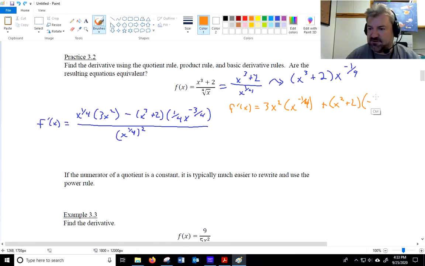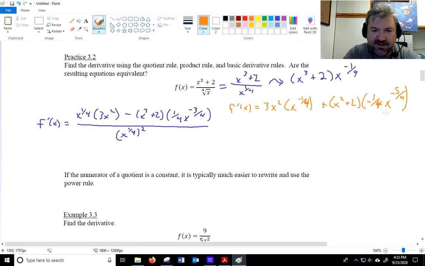Not negative 4, negative 1/4. x to the negative, what is that? Negative 5/4? When you subtract 1 from a fraction, you just take the denominator away from the numerator. So negative 1 minus 4 is negative 5. All right. Wow. That looks remarkably not at all the same, right?